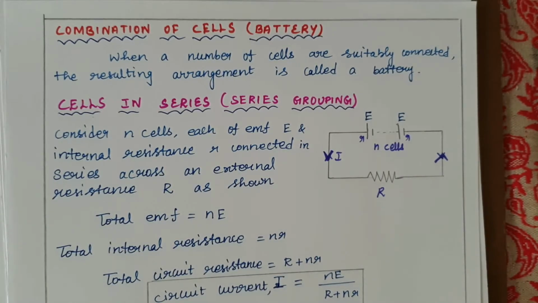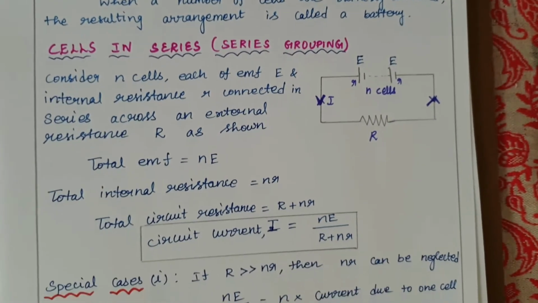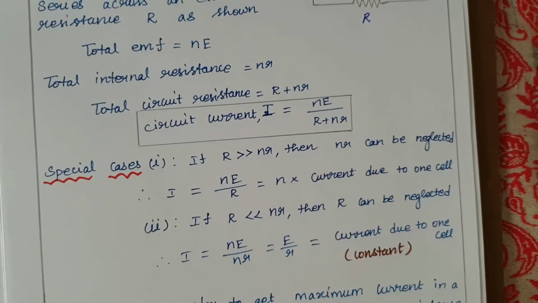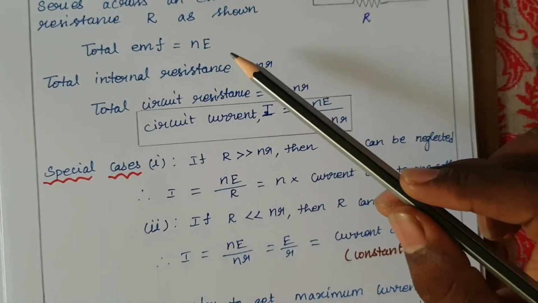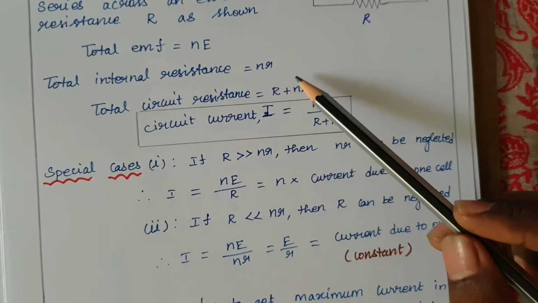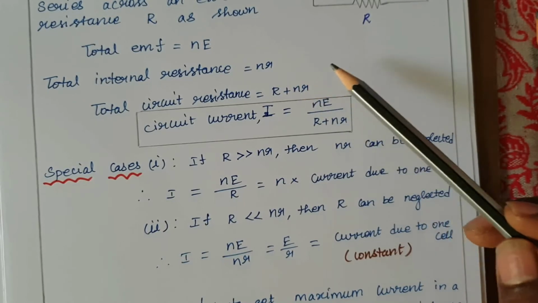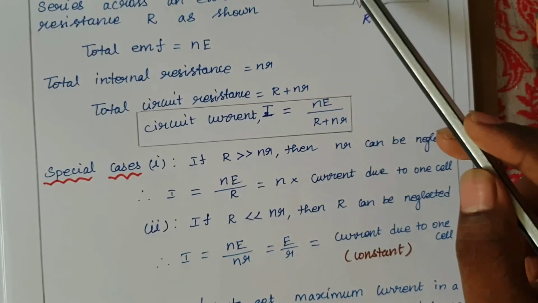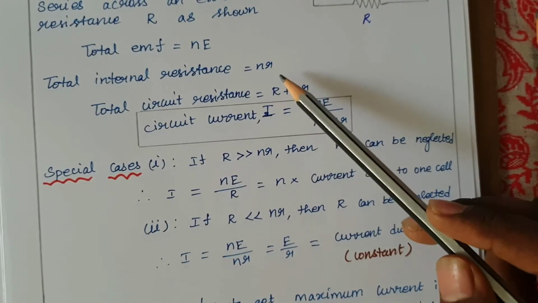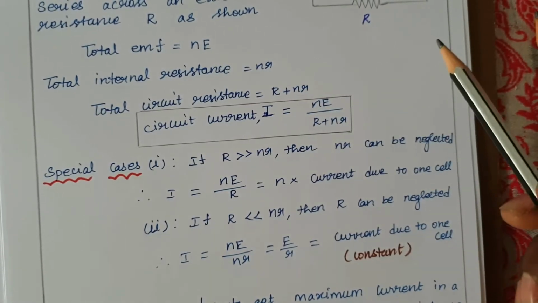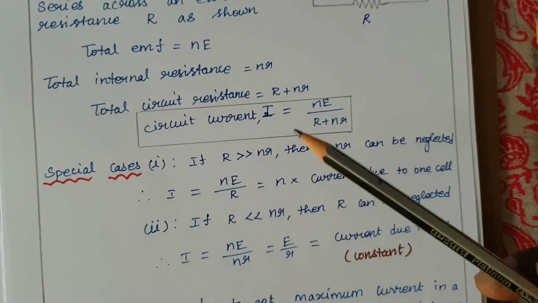Remember, whenever I connect the cells in series, the total EMF is nE, and the total internal resistance, as they are connected in series, is nr, that is r plus r plus r. I have considered the internal resistances to be the same, so I took nr. Otherwise you have to take r1 plus r2 plus r3 if the internal resistances are different.